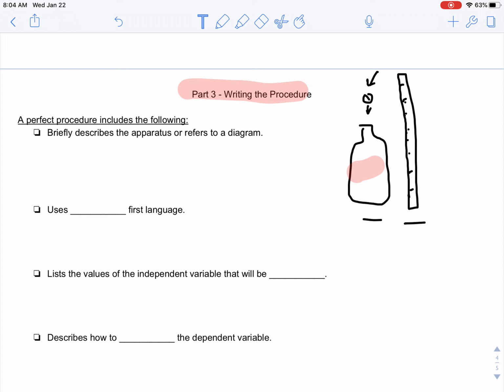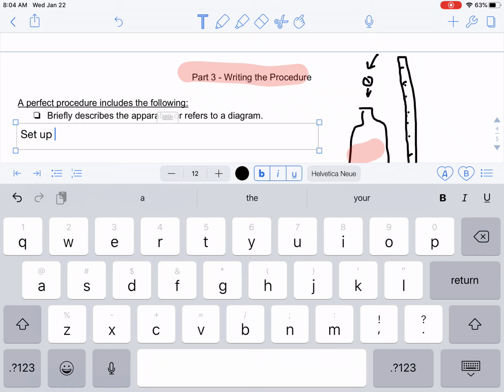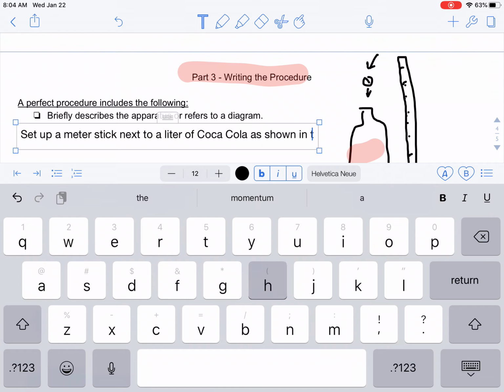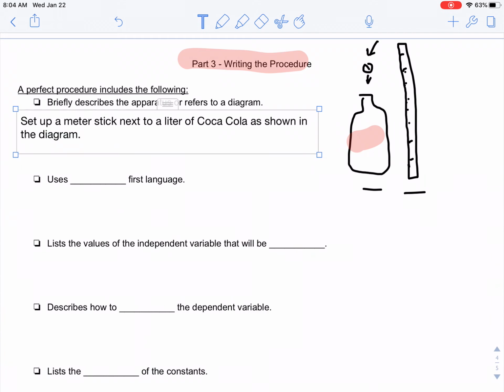So something that I could write here, maybe set up a meter stick next to a liter of Coca-Cola, as shown in the diagram. So perfect. That's our step 1 in writing a procedure, is just describing the apparatus. And that's all you need. You do not need to say gather materials. Just tell me what we're going to build, make it one sentence, and be done with that part.